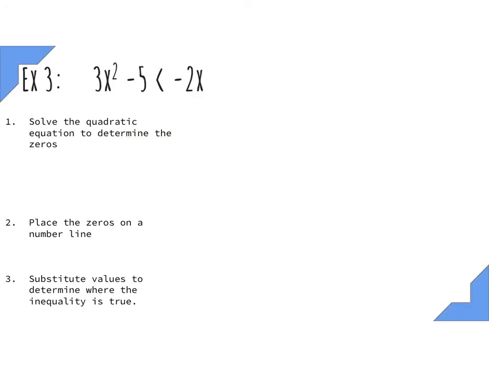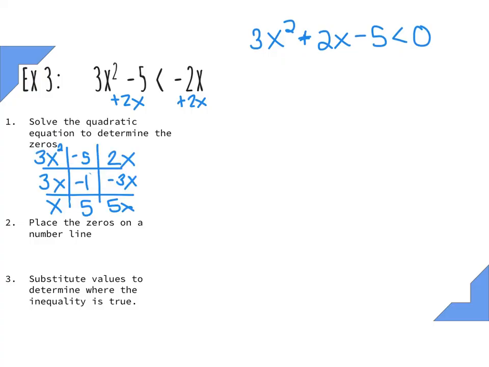This next one, hopefully you notice that it's not in standard form, so I'm going to add 2x to both sides to put it in standard form, which gives me 3x squared minus 2x, plus 2x minus 5 is less than 0. Okay, so try factoring this. Why don't you pause and see if you can get the solution and hit play when you think you know it. So I'm assuming you've actually done that.